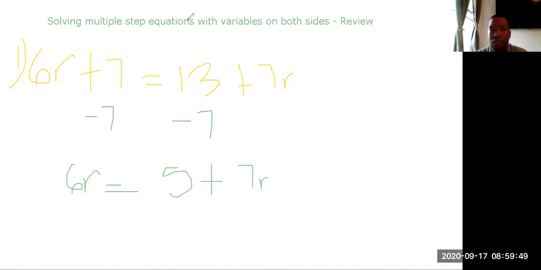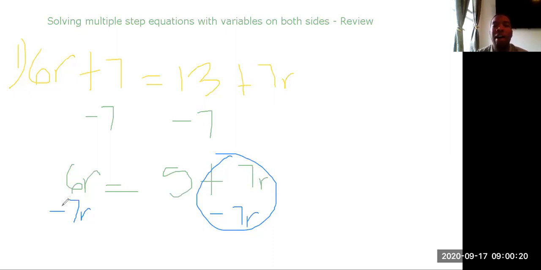Now, I have to get the 7r on that side. I need the 7r to be with the 6r. So then I'm going to do a minus 7r. And whatever I do on one side, I got to do it on the other side. So then this is 0, because 7r minus 7r is 0. Anything minus itself is 0.